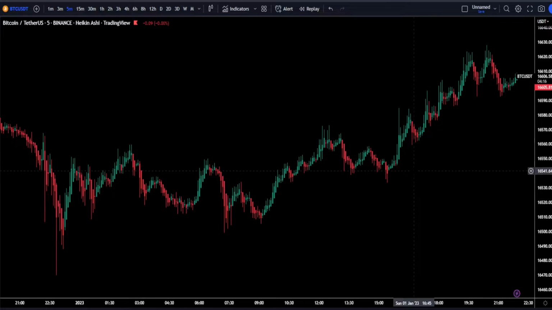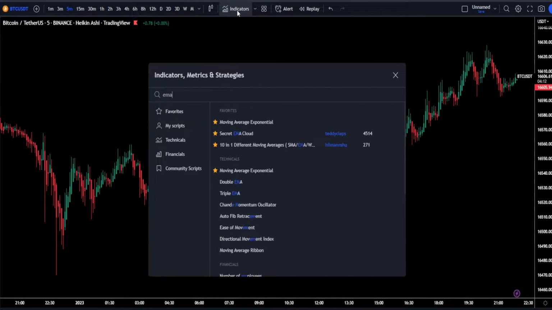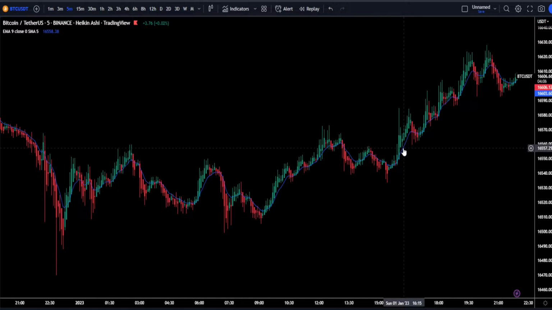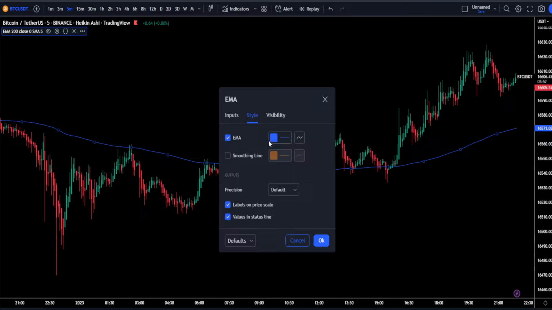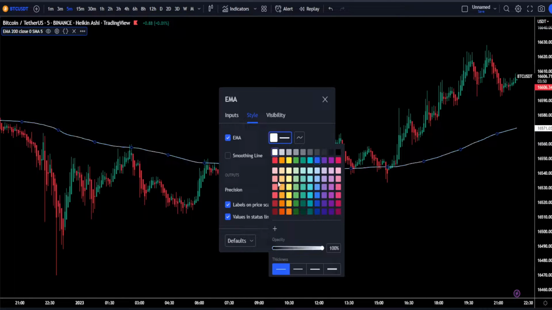Okay, so our first indicator we're going to be using is the exponential moving average, or the EMA. And we're going to be changing its length, so just double click on it here, come across to our input section and change the length from 9 to 200. We're then going to go across to our style section and change the color to white and make it a little thicker so it's more visible.